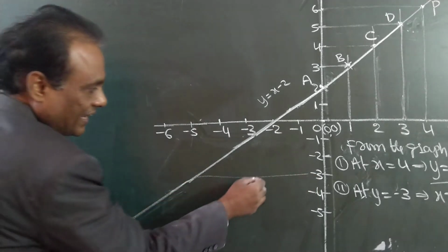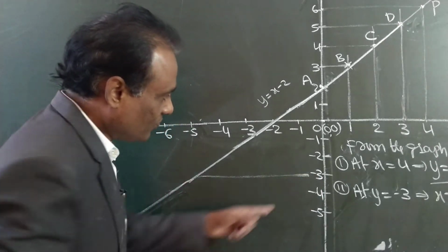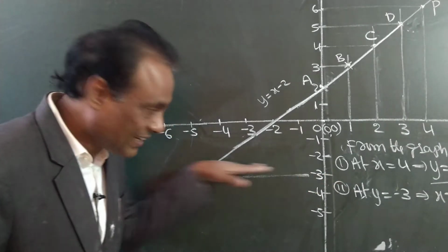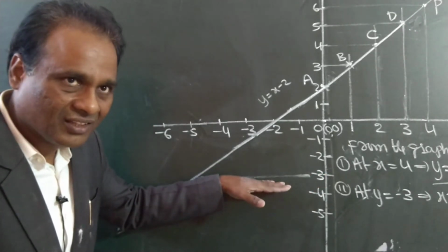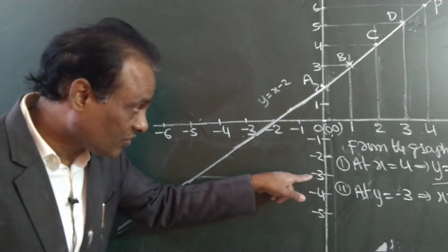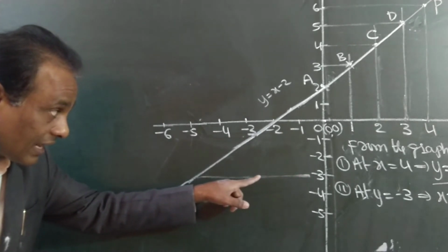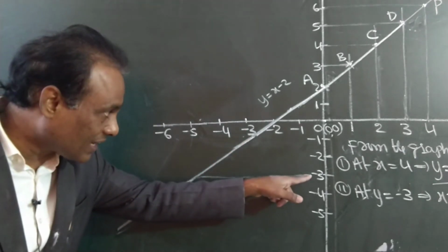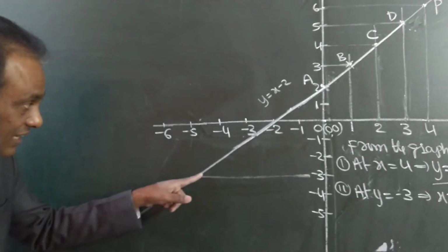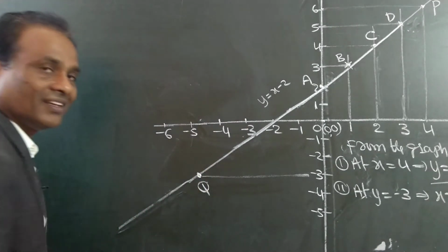See the horizontal line at y is equal to minus 3. From minus 3, there will be a line. Already in the graph there will be a line. No need of drawing any other line. At minus 3, there will be a line. See the line. Follow that line. Where it is cutting our line, you just mark it.